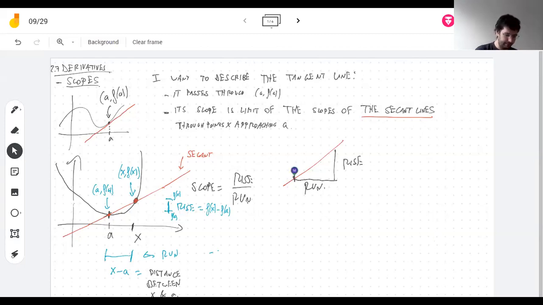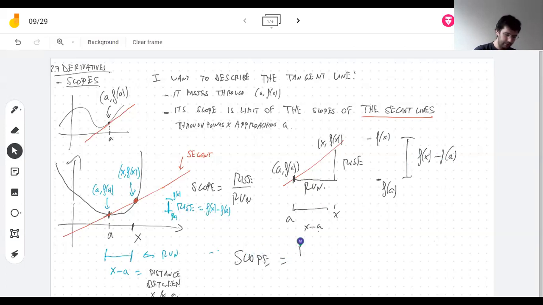So, let me say that again, because this is so important. This is the point A, f of a. This is the point X, f of x. So the x-coordinates are X and A, and the y-coordinates are f of a and f of x. So the rise is going to be the difference, and the same goes for the run. So the slope is the rise over run. That means it's f of x minus f of a, divided by x minus a.